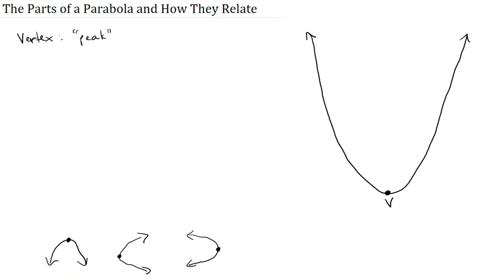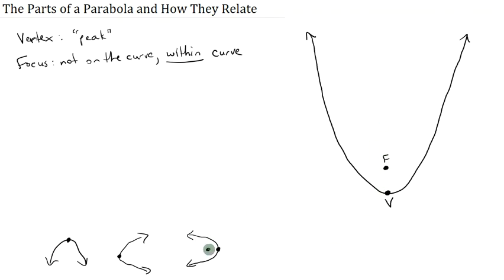All right, then we have the focus. The focus is a point as well. It's not actually on the curve. It's actually within the curve. And it's in line with the vertex. So the focus of this parabola is somewhere up here within the curve, in line with the vertex.